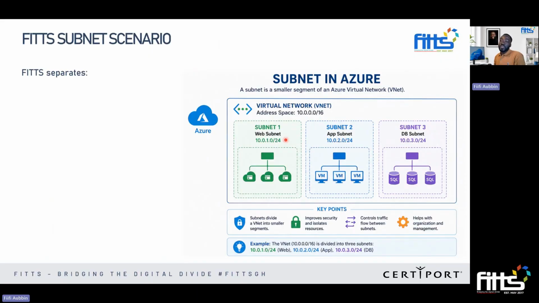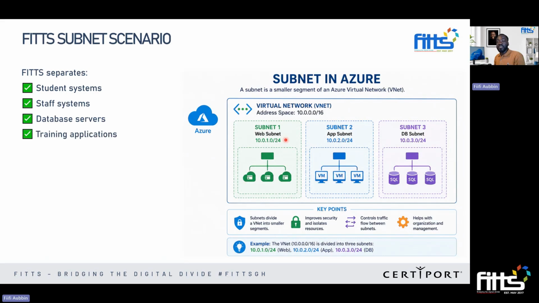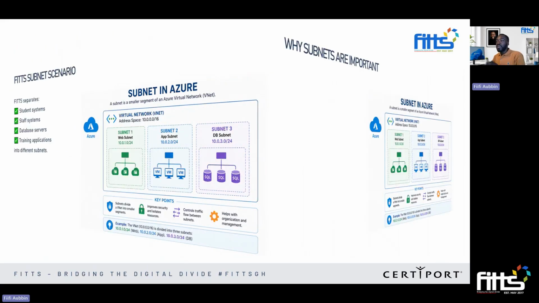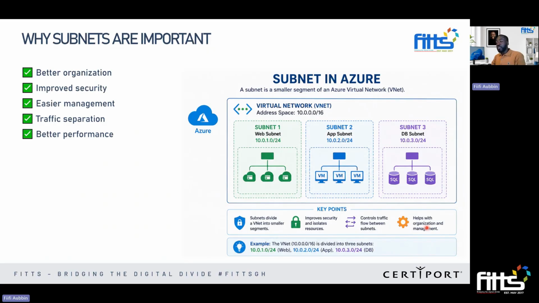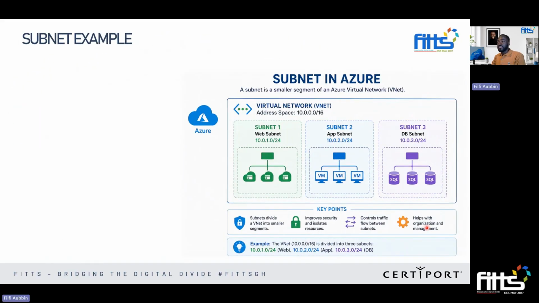Okay, so we are using FIT. We want to separate student systems, staff systems, database servers, and training applications into different subnets for easy management. So it improves security and isolates resources. It can also control traffic flow between subnets and helps with organization and workload management. So that's essentially what it means. So why do we do this? For better organization, improved security, easier management, traffic separation, and better performance.